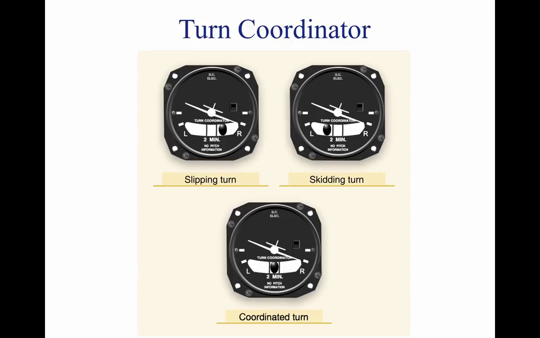The first mark is used to reference a wing's level, zero rate of turn. The second mark on the left and right sides of the instrument serve to indicate a standard rate turn. A standard rate turn is defined as a turn rate of 3 degrees per second. The turn coordinator indicates only the rate and direction of turn. It does not display a specific angle of bank.